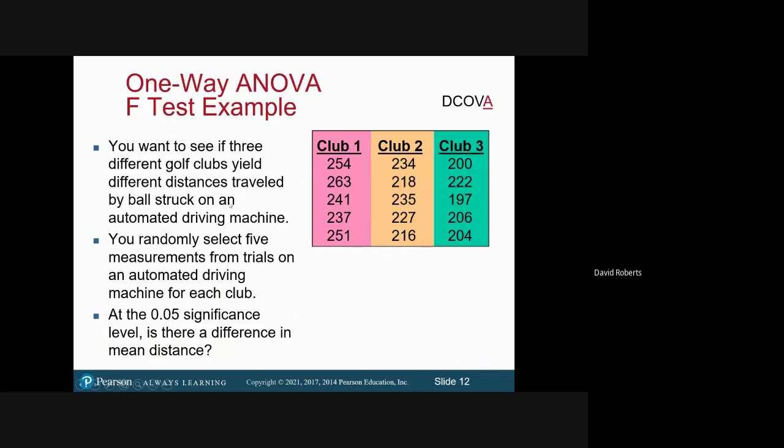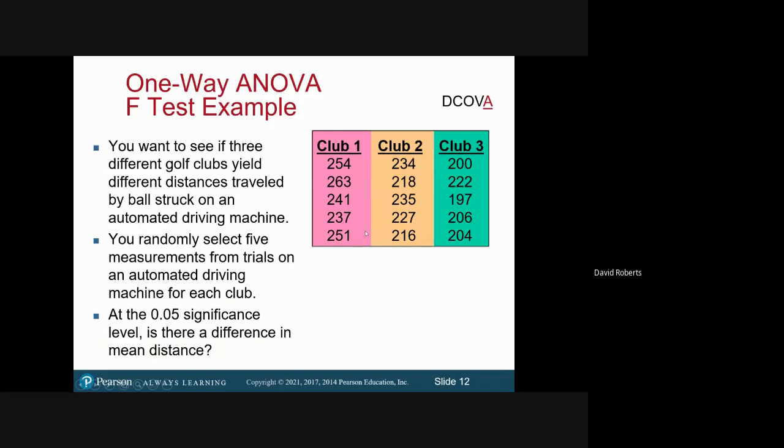So you want to see if the 3 different golf clubs yield different distances. And we have an automated machine, so that's standardized. And you can see that we have 5 different lengths that the machine has, or a sample size of 5 for club 1, 2, and 3. And we want to see which one is longer.